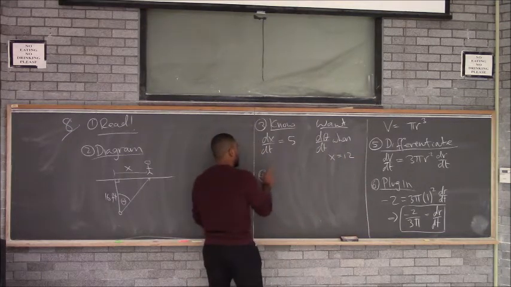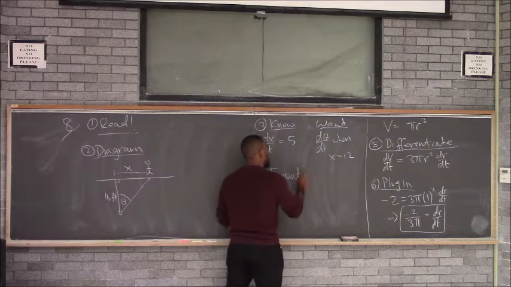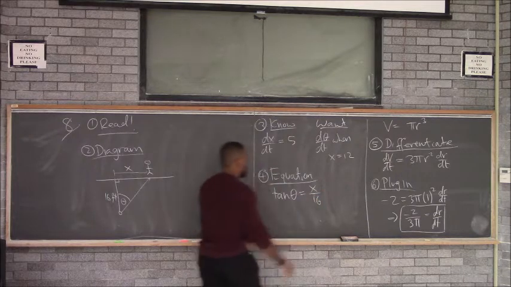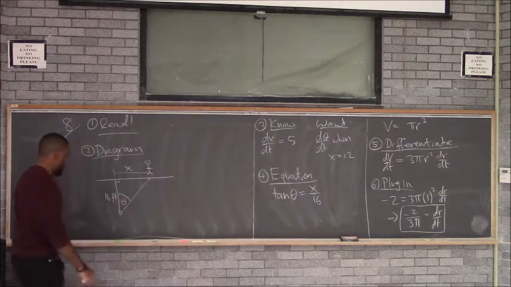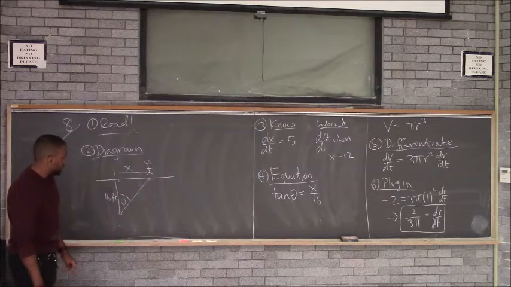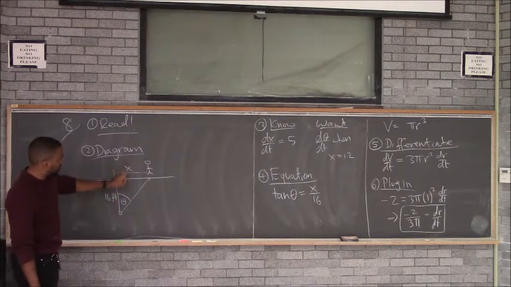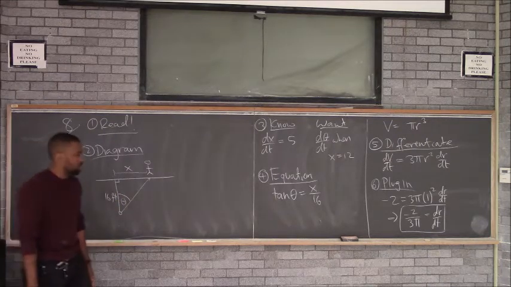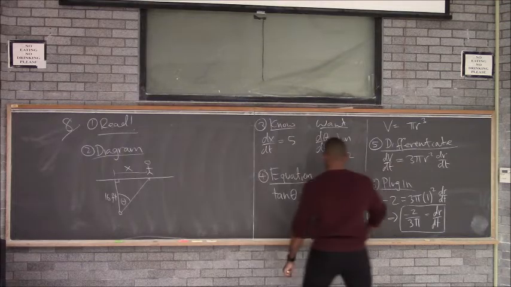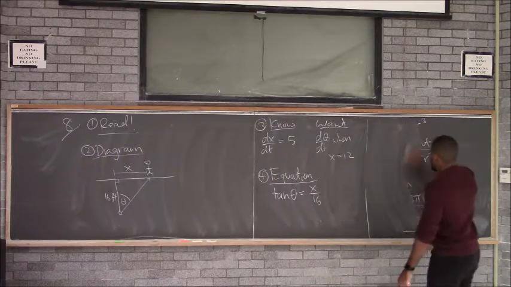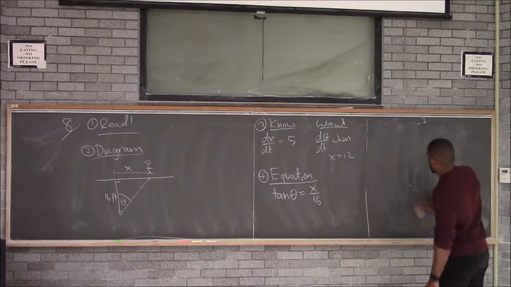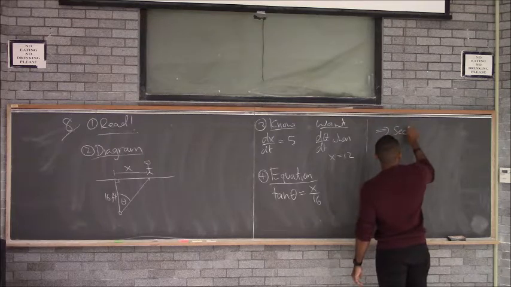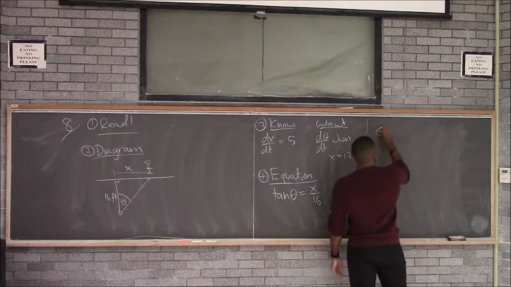What was their equation? Tangent theta equal to x over 16. So there was a right triangle here, and we had an angle in play, and the parts of the triangle that we had figured out were the opposite side and the adjacent side. Tangent equals opposite over adjacent seems to be a pretty solid move here. Okay, now what? I think the derivative of both sides. Okay, derivative of tangent, secant squared theta d theta/dt. Let me write down. Step 5, differentiate.